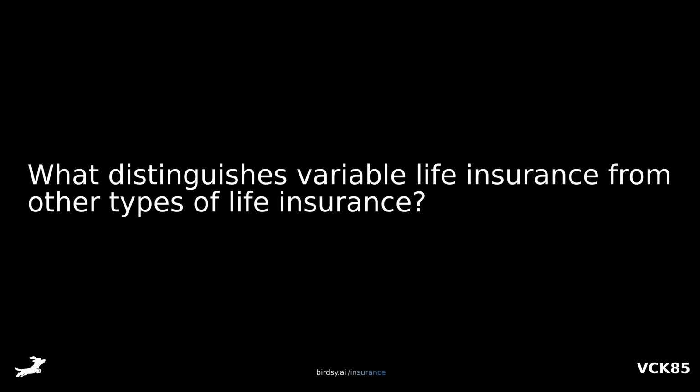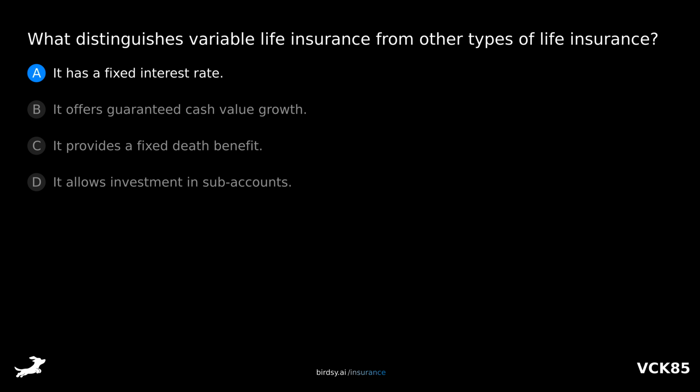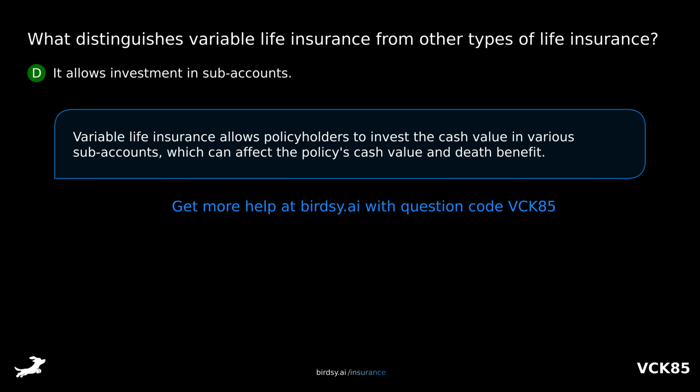What distinguishes variable life insurance from other types of life insurance? Is it A, it has a fixed interest rate, B, it offers guaranteed cash value growth, C, it provides a fixed death benefit, or D, it allows investment in subaccounts? The answer is D, it allows investment in subaccounts. Variable life insurance allows policyholders to invest the cash value in various subaccounts, which can affect the policy's cash value and death benefit.